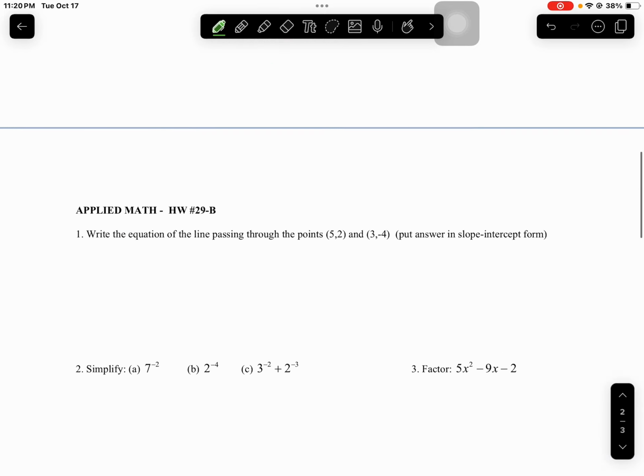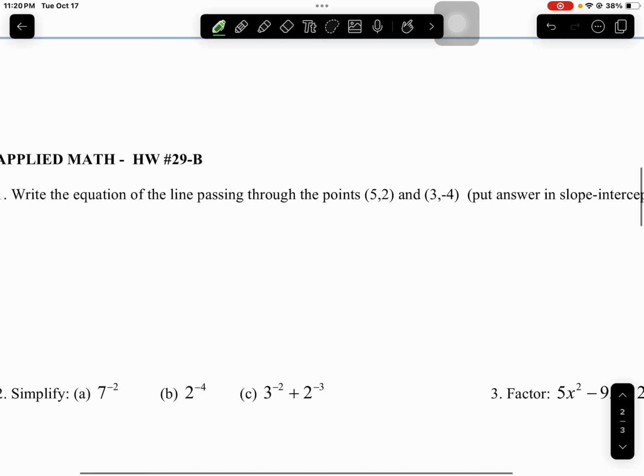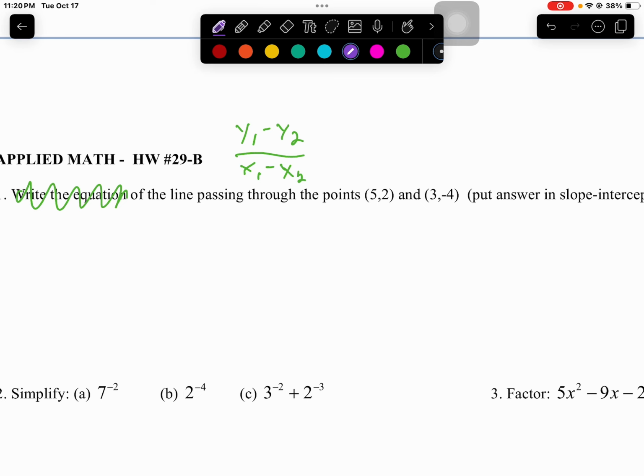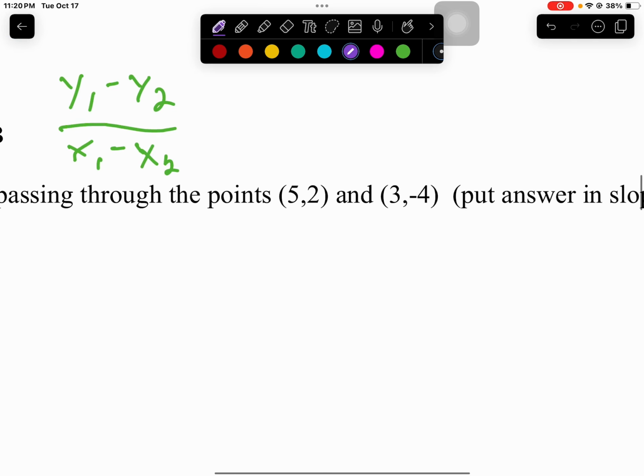So 1 and 2, I'll do number 1 on the bottom here. Remember, it's y1 minus y2, divided by x1 minus x2. I wrote that kind of close to our numbers there. But yeah, we have 2 points. You got x1, y1, you got x2, y2. So just plug them in the formula where they go.